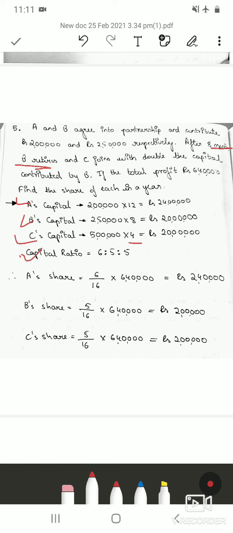We can find the capital ratio. So the capital ratio will be 6:5:5. Once you get the capital ratio, finding the shares of the partners in the profit is very easy. So A's share will be 6/16 into the total profit, which is 6 lakh 40,000. Therefore, A's share is 2 lakh 40,000 rupees. B's share will be rupees 2 lakhs and C's share will be 2 lakh rupees.